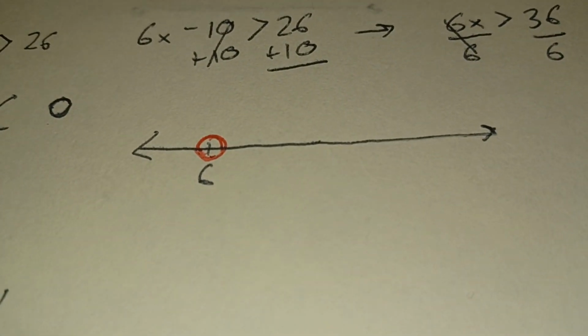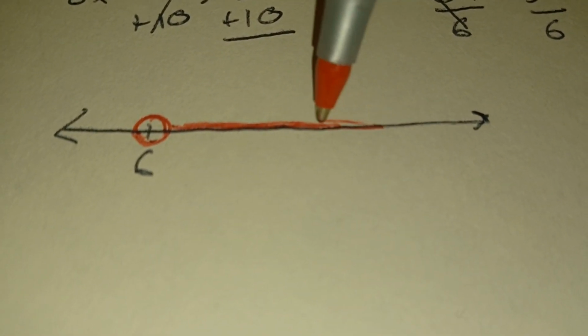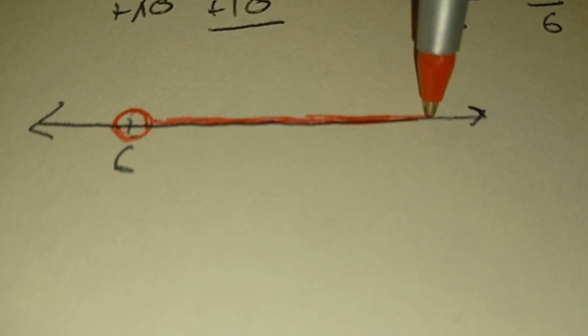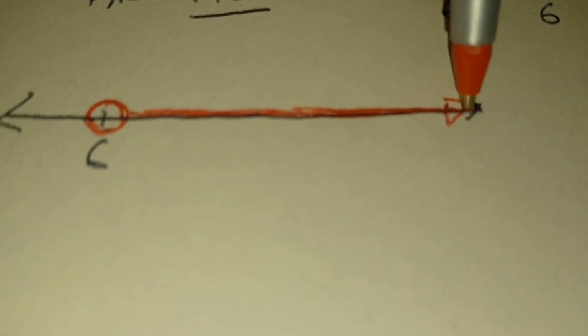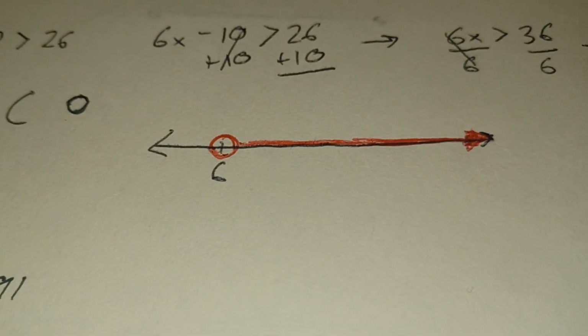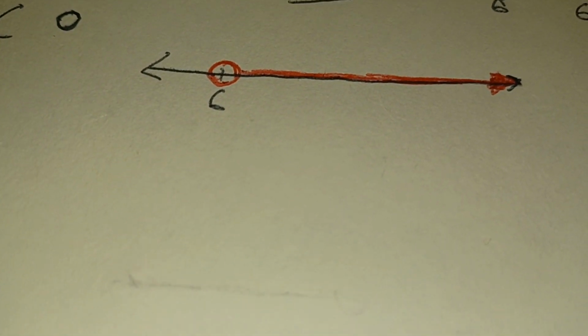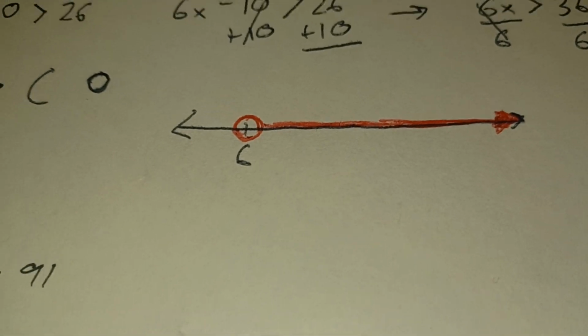So what does that mean? We shade everything to the right of 6 because all of these values are greater than 6 and will satisfy the inequality. Like that. So 6 all the way to infinity because x is greater than 6. Open circle because the endpoint is not necessarily included here.